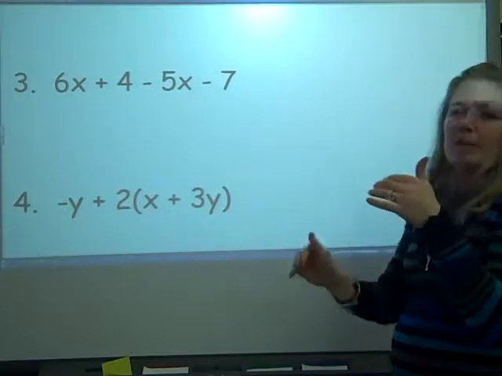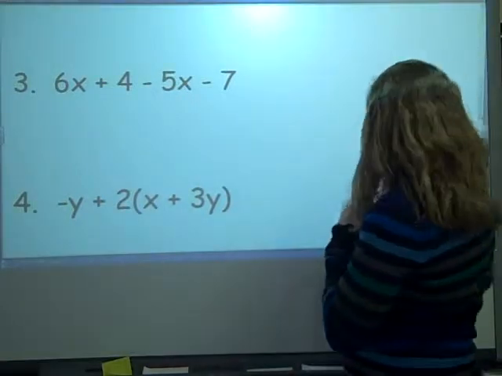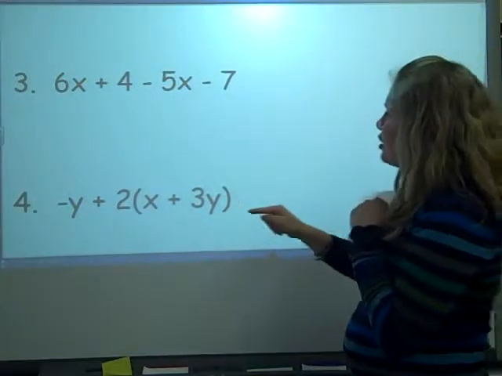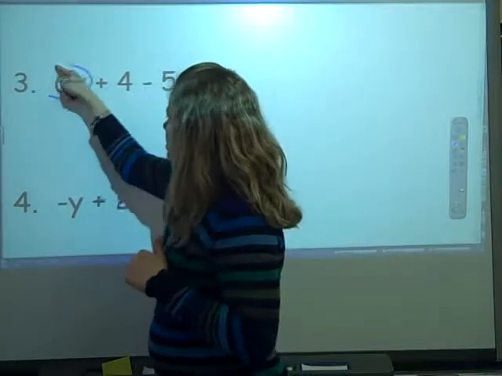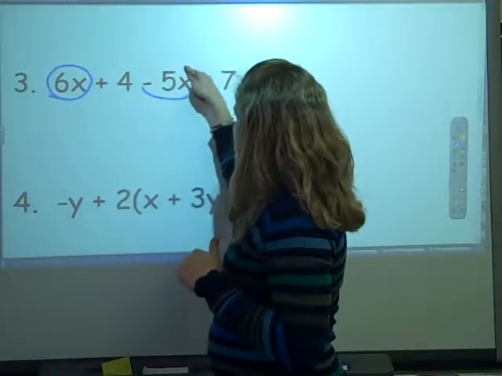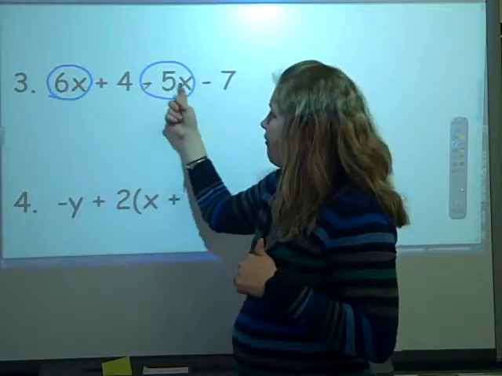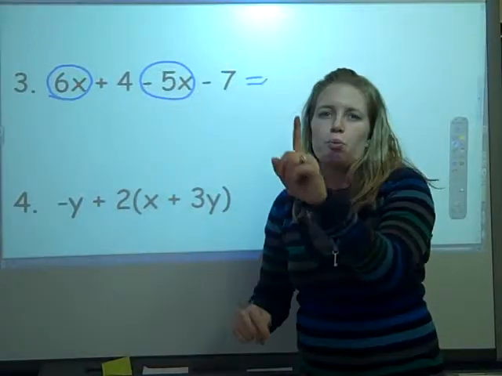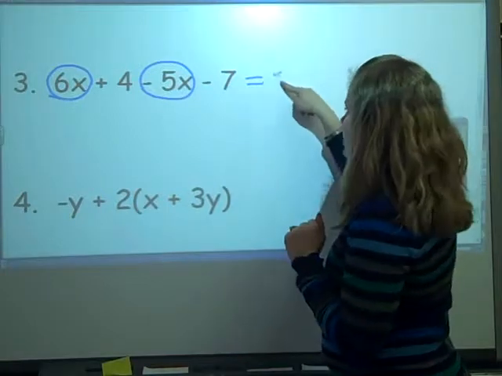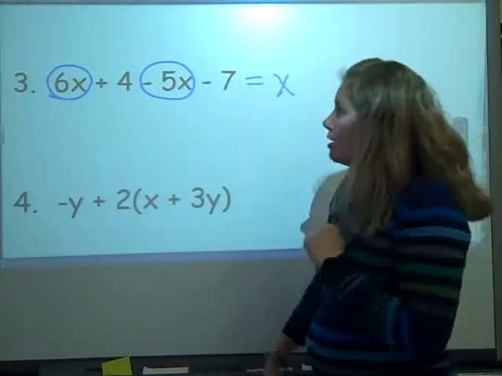Okay, now I'm stepping it up. I'm adding various operations. First, look for like terms. I have 6x and a minus 5x. I'm taking the sign in front. 6x's take away 5x's would leave me with 1x. We don't write the 1, we just write x.